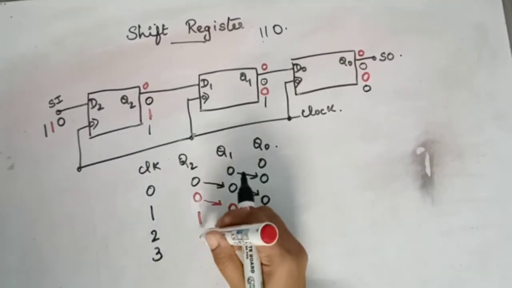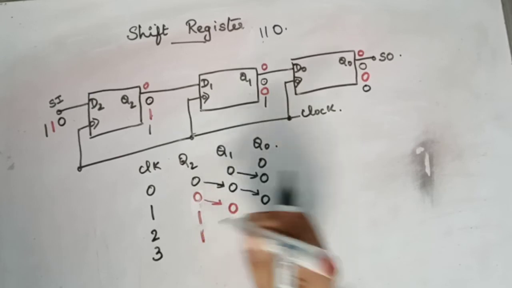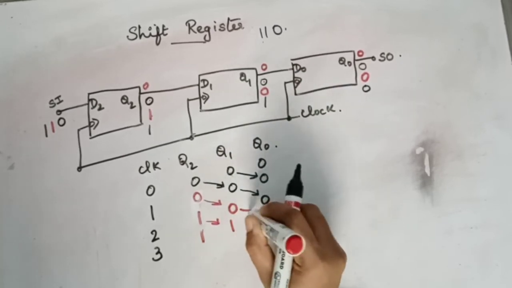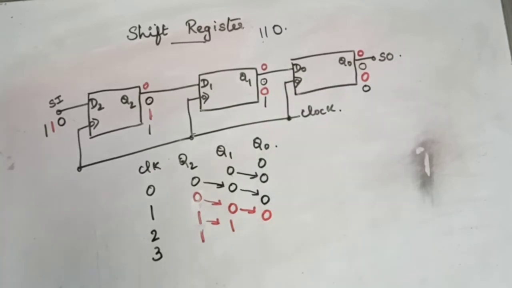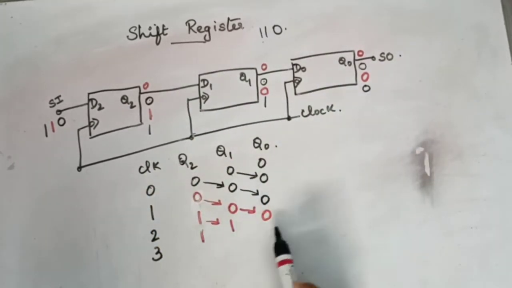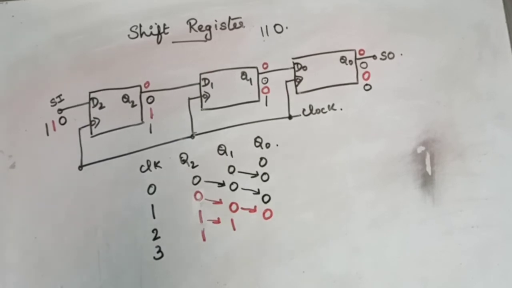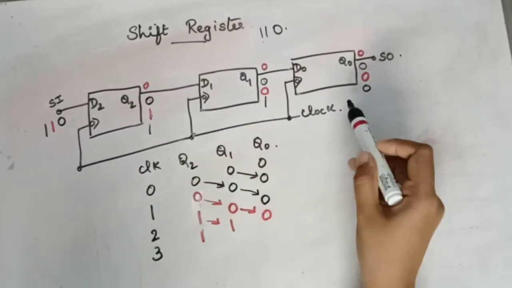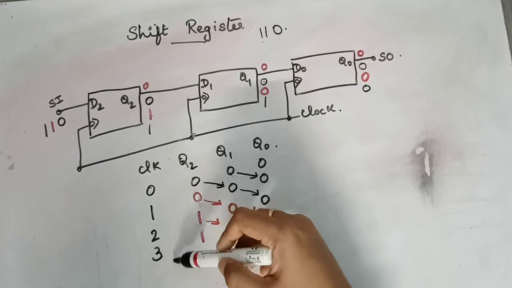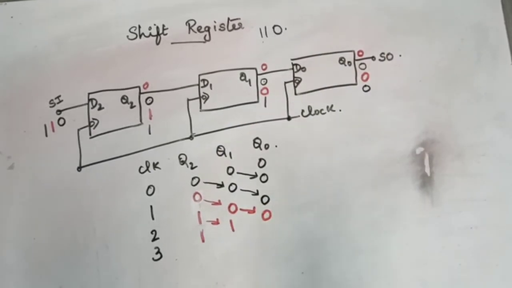So I get my MSB. This 1 goes here, this 0 goes here. So now the data in each of my flip-flop is the actual data. So 1, 1, 0. So you can see that you have 3 flip-flops. At the end of 3 clock cycles, 1, 2, 3, I have my data stored.